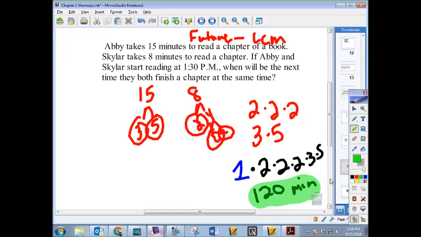Yes. You're going to multiply all the other numbers unused. So when you do that, you're going to get 120. Okay, now, does everybody agree that that is definitely the LCM? Yes. So that means in 120 minutes, they're both going to finish a chapter, right? Okay, good. That's wonderful. But we need to figure out when.